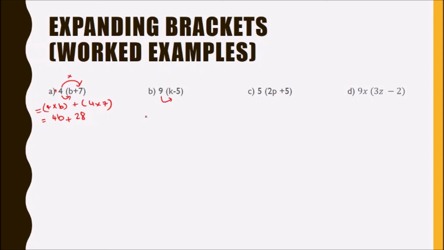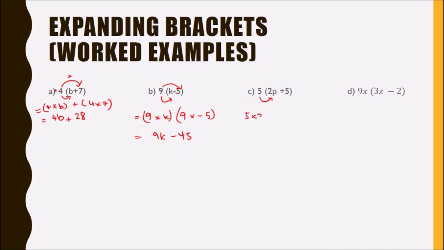So over here, 9 times K, and over here was 9 times negative 5, so that was 9K minus 45. That's how I worked it out, because the sign in front of the number or letter belongs to them. So over here, the minus belongs to 5. That's why I've done that.